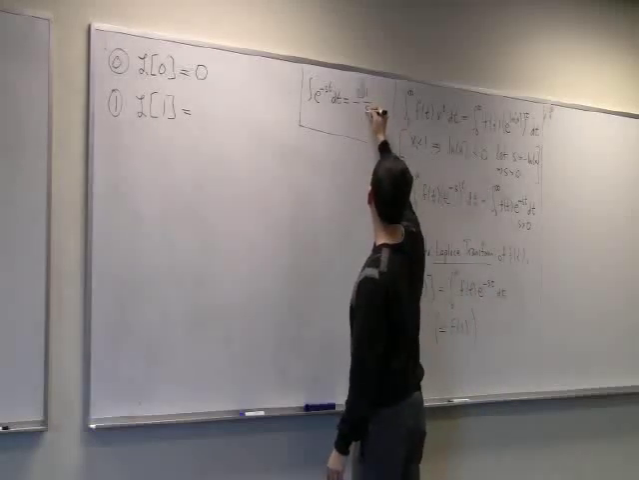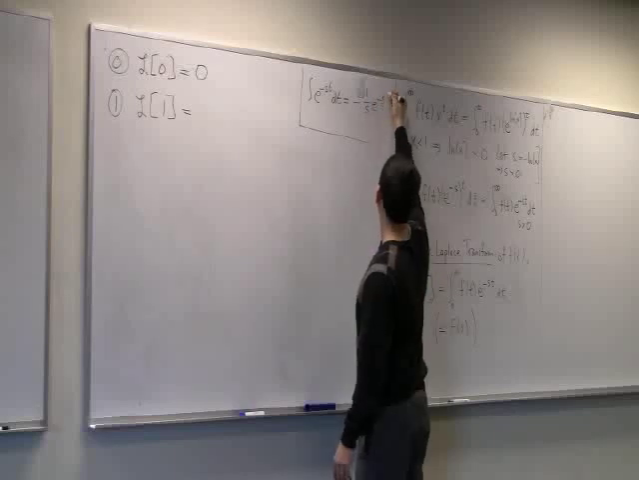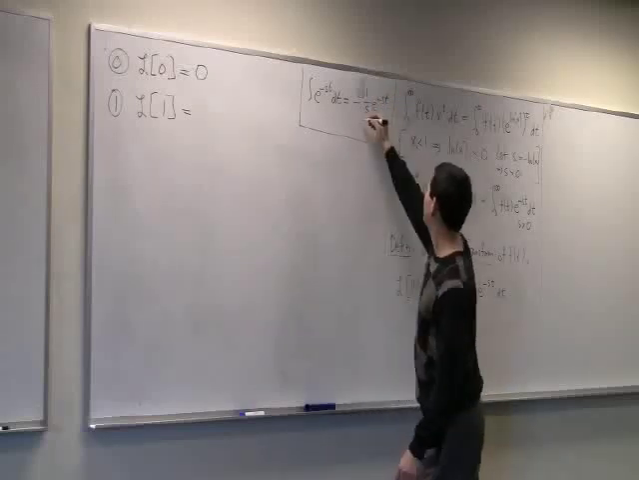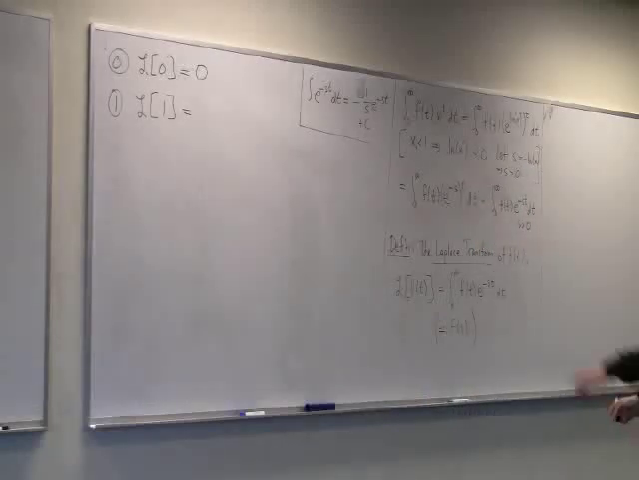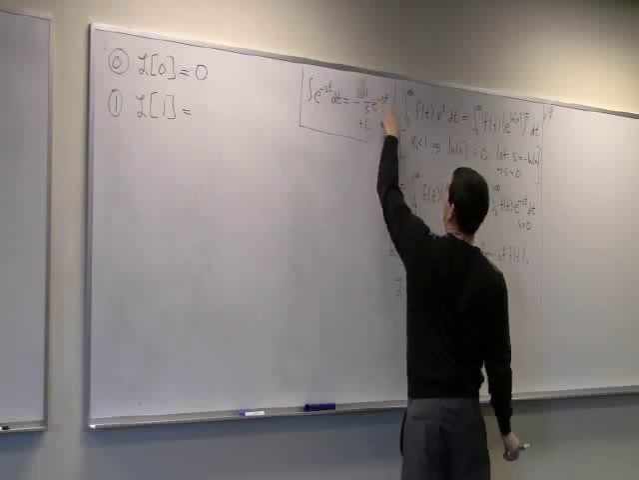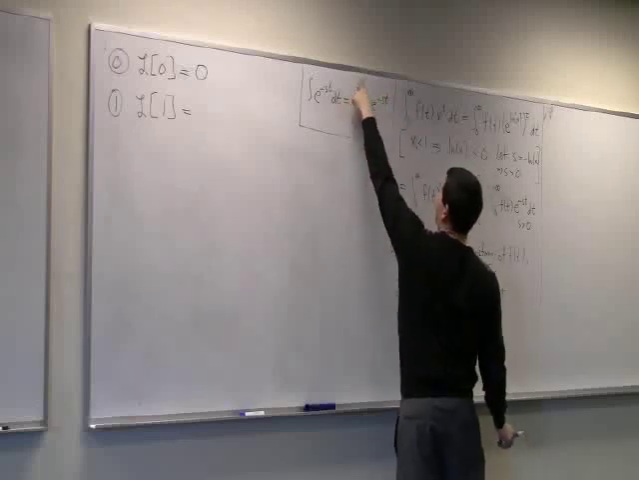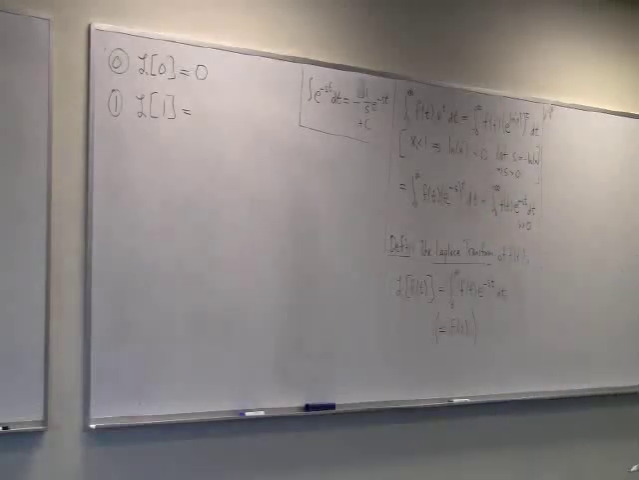Negative 1 over s, e to the negative s. And you think if you differentiate this, you have to use the chain rule. The derivative with respect to t is minus s, so that cancels with this. Okay, so we'll have to use that.